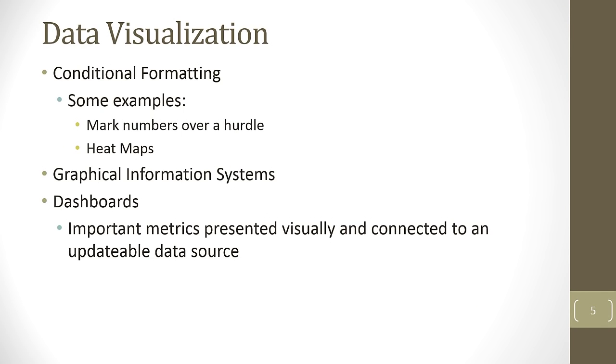Data visualization, we actually will look at conditional formatting. Just one example, heat maps. Back in Chapter 2, we did a bunch with conditional formatting. We'll look at one example for graphical information systems. And actually, that's quite an amazing data analysis tool where we put statistics or data on maps. And then dashboards, we did that back in Chapter 2. Dashboards are important metrics presented visually and connected to updatable data sources. Remember, we did our Power Query and then clicked refresh and updated all of our source data, pulled it in, and all of our charts updated.